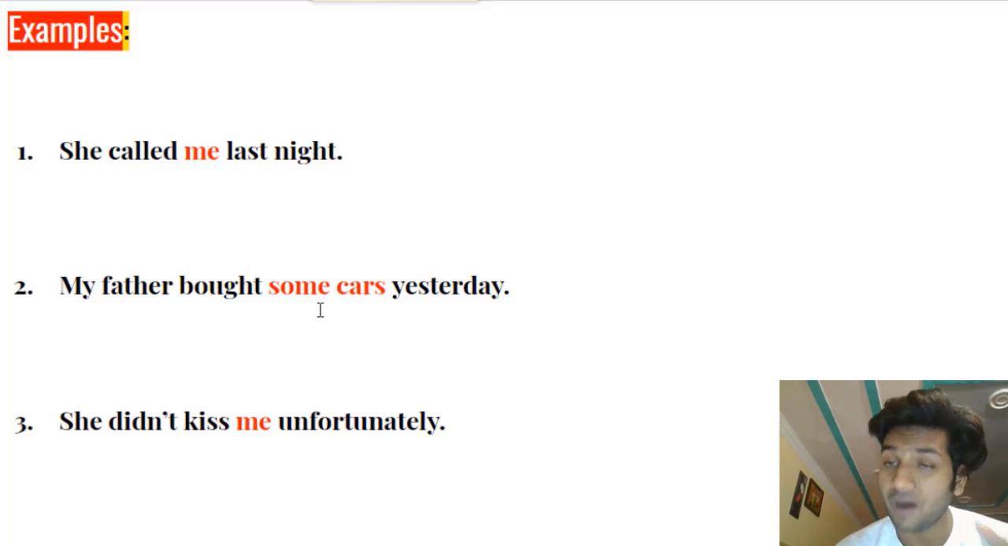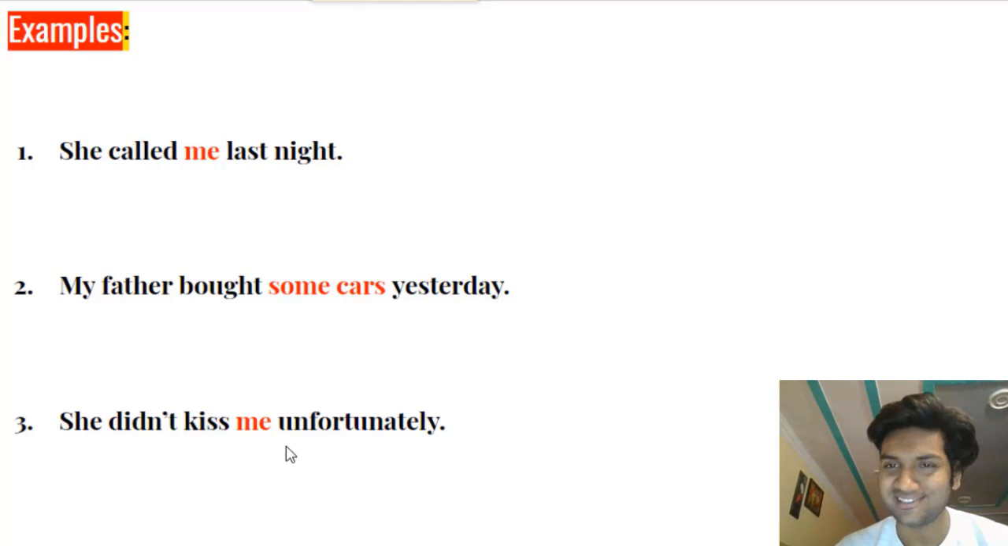My father bought some cars yesterday. My father, subject, who did the action. My father bought what? Some cars, the object, yesterday. Last, she didn't kiss me, unfortunately. She did not. Didn't is a contraction of did not, right? She didn't kiss me, unfortunately. She did not, helping verb, kiss, main verb, kiss whom? Me, the object, all right?